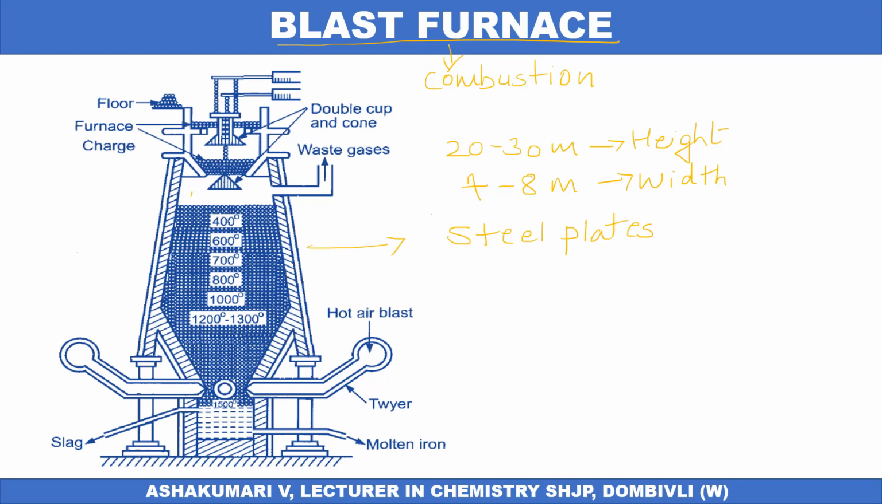Upper part of the blast furnace is known as throat. The middle part of it is known as the body. Lower portion of the furnace is known as hearth. Between body and hearth there is bosch. Therefore, a blast furnace contains four important parts. One is the throat, other one is known as the body, other one is known as the bosch, and finally it is the hearth of the furnace.